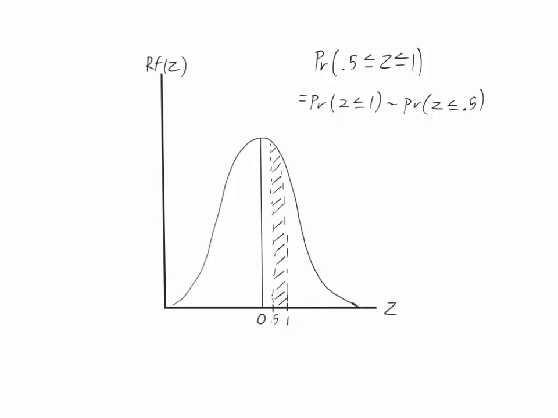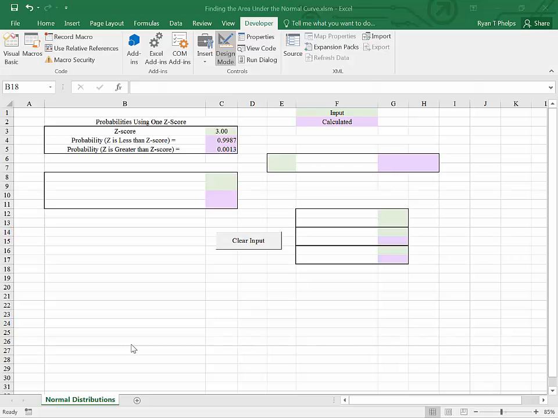Graphically speaking, what we're doing is we are taking all of this area here, the probability z is less than 1, and we are subtracting from that the part of the distribution we don't want, which is all of this area here to the left of 0.5. So we will round out the functionality of this template to include these more complicated probabilities.